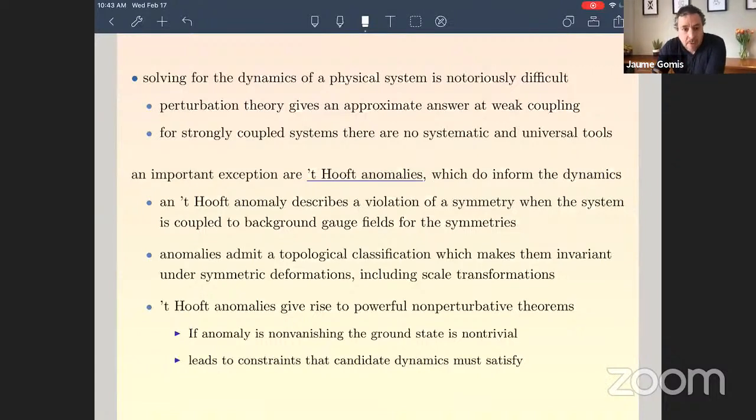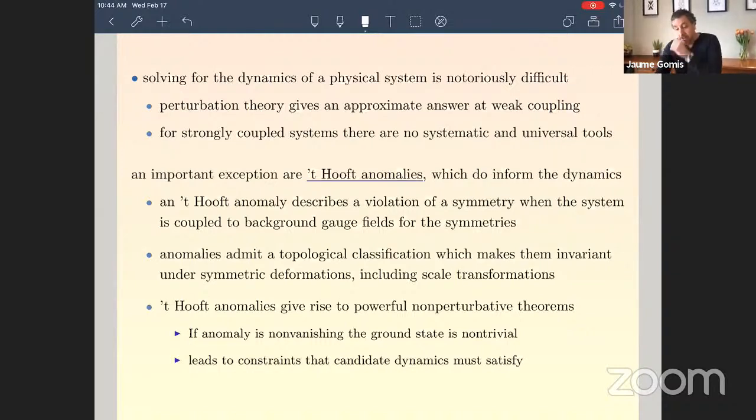Why is this very powerful? As I will describe later, I'll go into more details about this later, of course, the reason this is powerful is because anomalies admit a topological classification. So they are kind of quantized in some way. And since they're quantized, they're invariant under continuous symmetric deformations, which include the scale transformations.